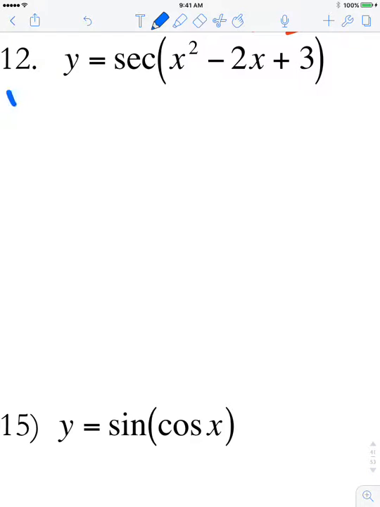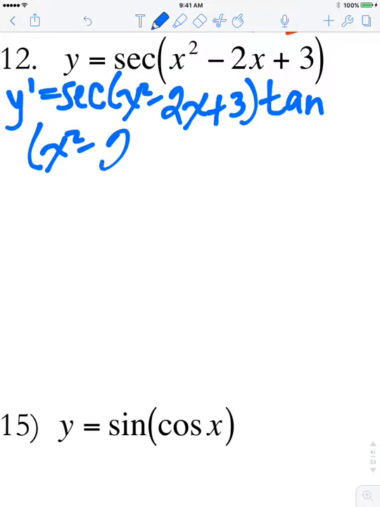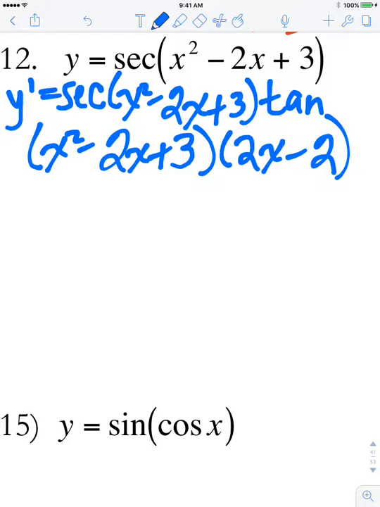Okay, so y prime equals, again, secant is not being raised to any power. I can plunge right into the derivative, which is going to be long only because the derivative happens to be long. Secant of x squared minus 2x plus 3 times tangent of, I know this is bad form, but I just ran out of room, x squared minus 2x plus 3. And now I'm going to find the derivative of what's inside the parentheses. So that's times 2x minus 2. And I'm done.